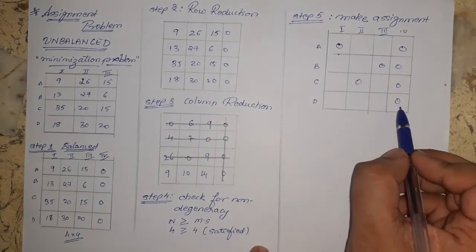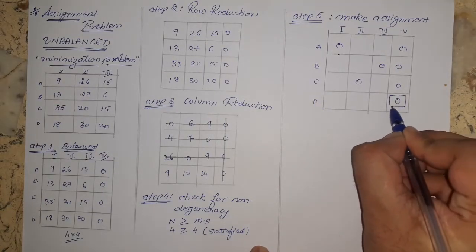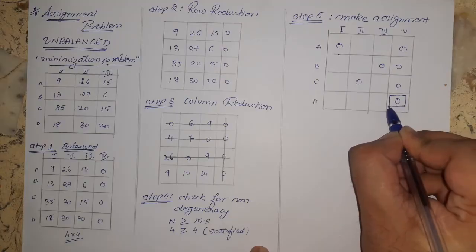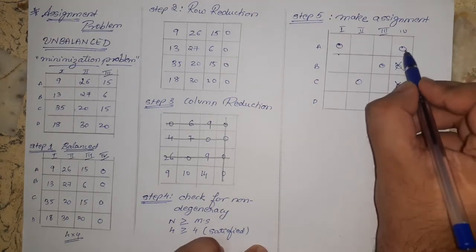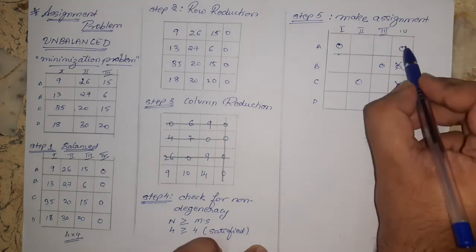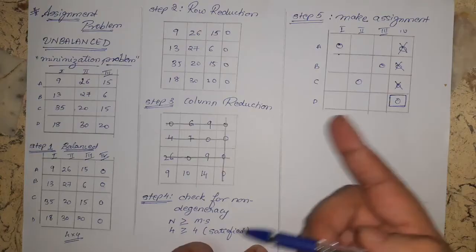In row 4, there is only 1 zero available. If there is only 1 zero available, that particular cell will be assigned. The moment the cell is assigned, all other zeros in that same row or in that column will get crossed out. All the rows were taken out.